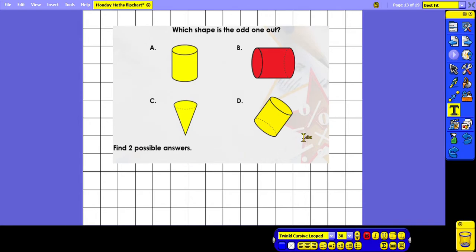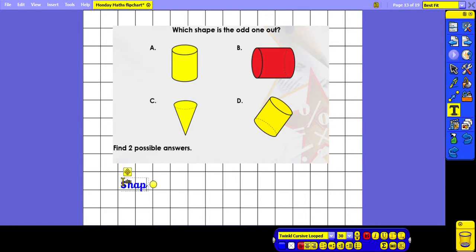First of all, I'm going to have a look at the colour of the shapes. And I can see that shape A, C and D are all yellow, but shape B is red. So for that reason, shape B is the odd one out. That's one of the possible answers.